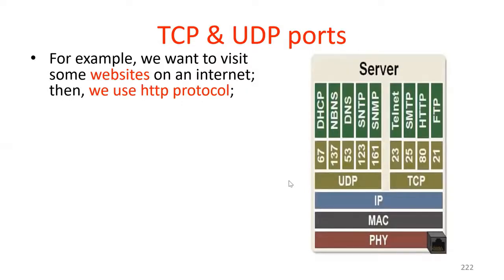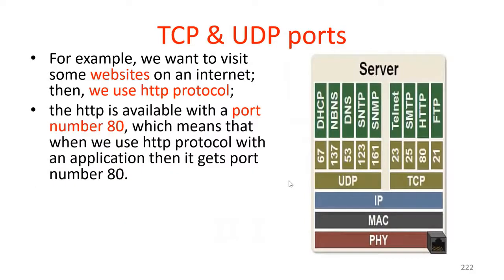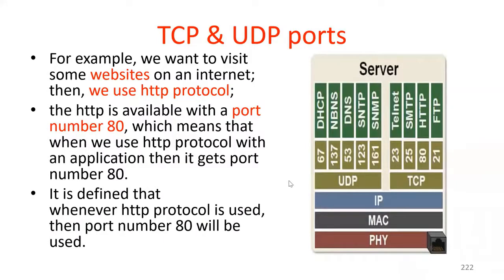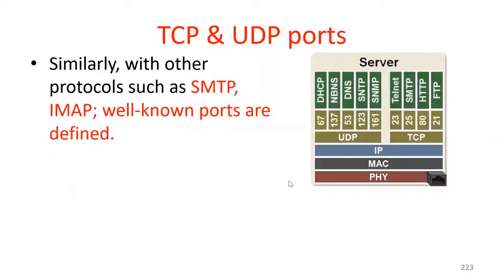For example, you type http://www.google.com. Here, http:// is the hypertext transfer protocol, and HTTP is available with port number 80. That means when you use the HTTP protocol with the application, it gets port number 80. It is defined that whenever HTTP is used, port number 80 will be used. Similarly, with other protocols such as SMTP and IMAP, well-known port numbers are defined.